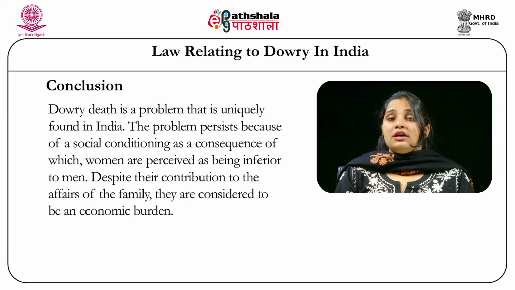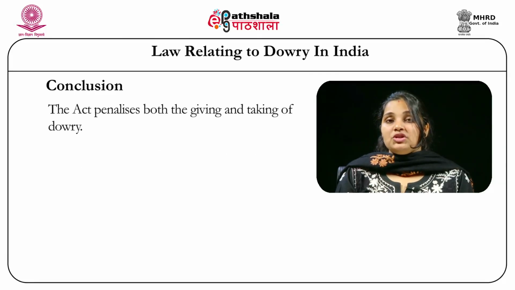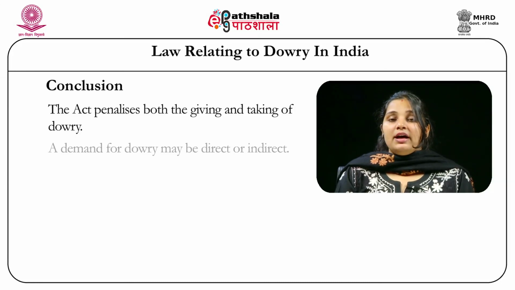Now, to summarize what we did in the last few minutes, the Dowry Prohibition Act of 1961 penalizes both the giving and taking of dowry. That is a point to be noted. The idea behind penalizing both the giving and taking of dowry is to ensure that there is no facilitation for giving or promoting the cause of dowry by the bride's side. A demand for dowry may be either direct or indirect.